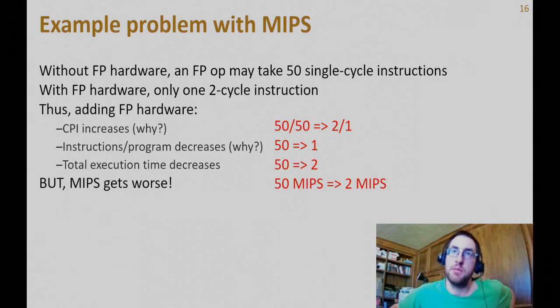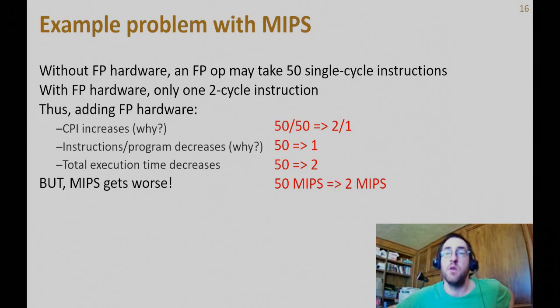Your instructions per program decreases because you replace each floating point operation of 50 instructions by 1 hardware instruction, right? So each time that floating point operation needs to be done, you're reducing the number of instructions executed by 49 instructions. And the total execution time decreases because you're going to get done quicker. So your time per program is going to improve. So by your iron law, you're doing better.